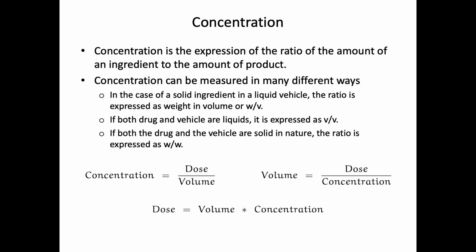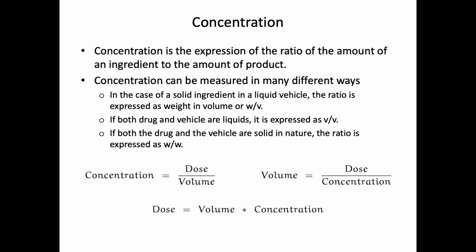So if we think of a liquid product, for example, then we can have a certain weight of drug, so many milligrams of this drug, per so many milliliters. So, for example, 10 milligrams of drug may be contained within 5 milliliters. 10 milligrams per 5 milliliters would be 2 milligrams per milliliter if you divided it out. But 2 milligrams per milliliter is a concentration. It's a ratio of the amount of drug per the amount of the product.